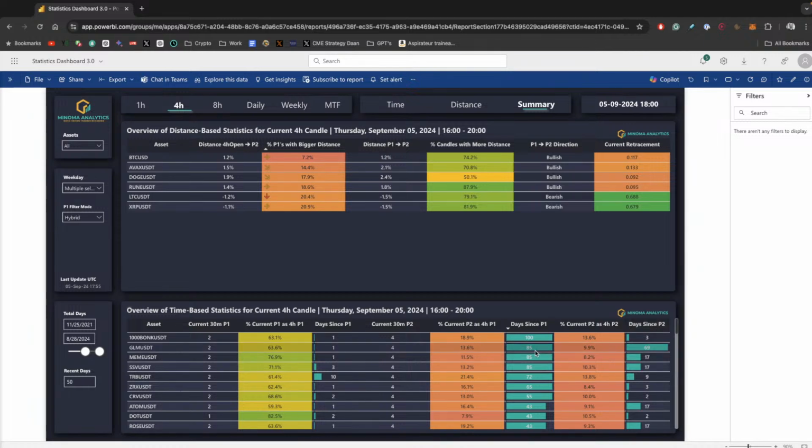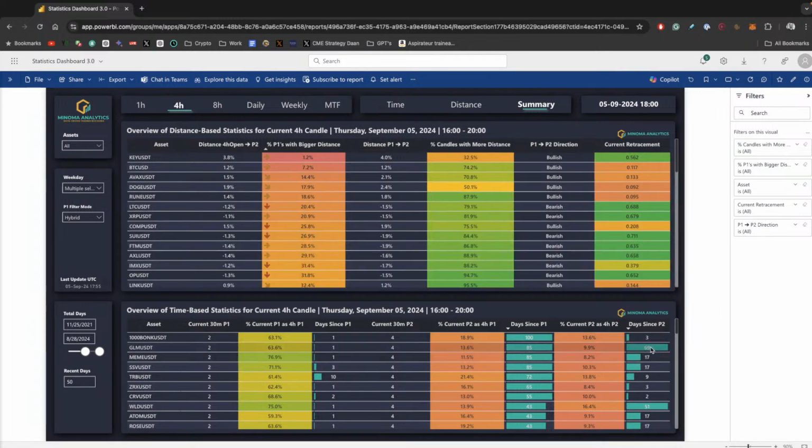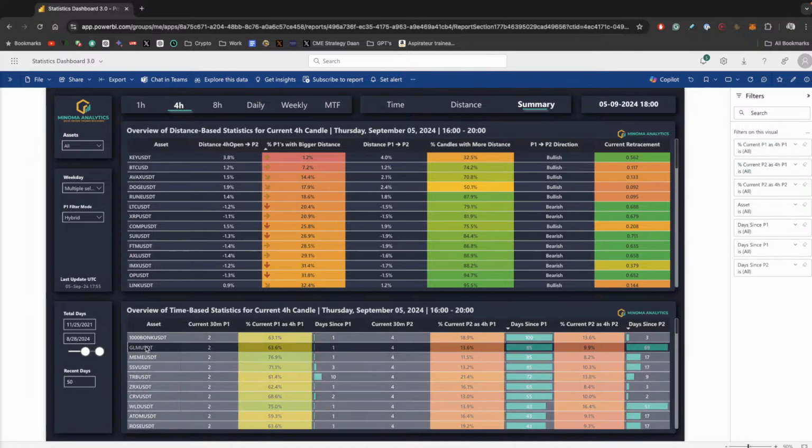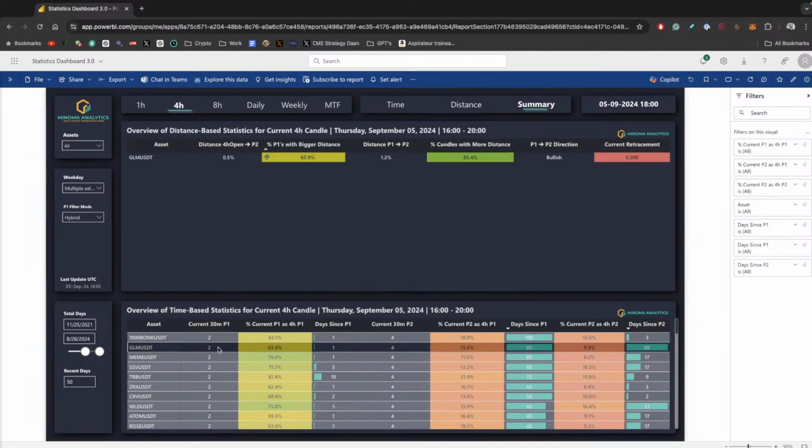If, for example, you have GLM with a very low probability P1 and a low probability P2, although I would like to see it a little bit higher, to be honest, but this is still pretty good. And we can check the distance statistics. We have the current 30-minute P1 on the second 30-minute block.